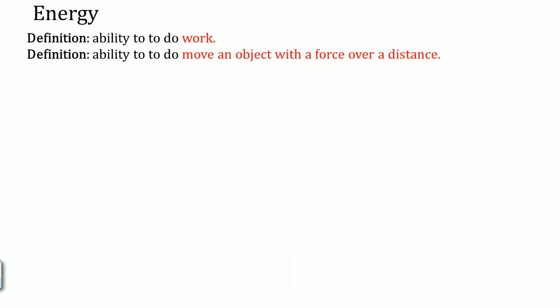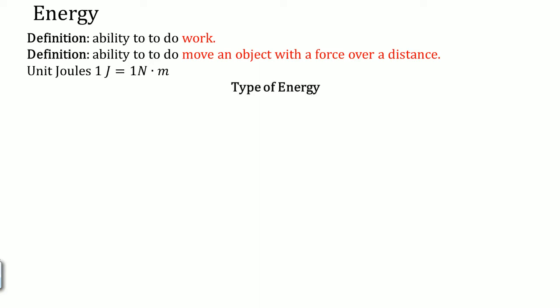Energy is defined as the ability to do work. But we already know what the definition of work is, so we can substitute the definition of work in. We could say energy is the ability to move an object with a force over a distance. The unit is 1 joule is equal to a Newton times meter. Newton comes from the force, meter comes from the distance. That's why a joule is considered a Newton meter.